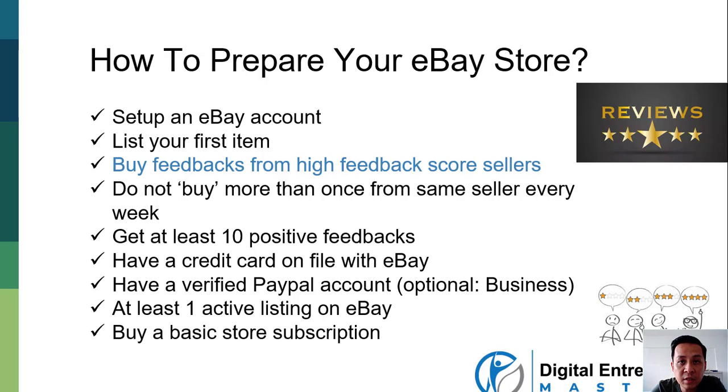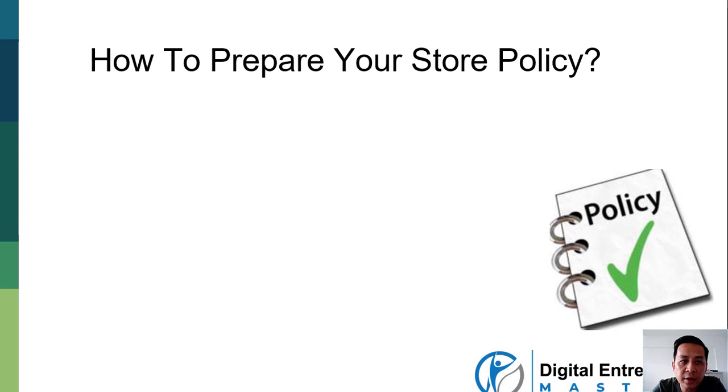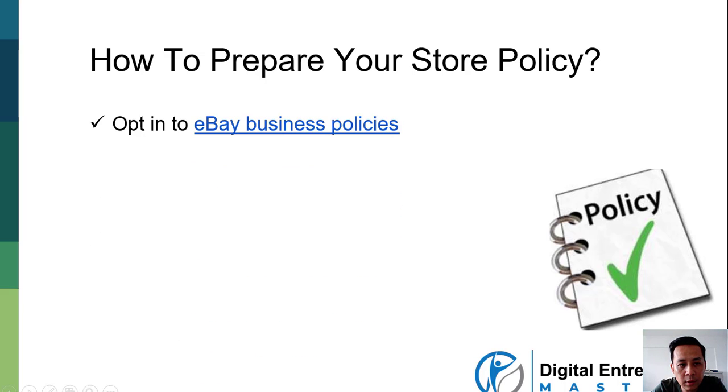Start with the basic subscription, and I'll show you the different subscription types. With a basic subscription store, you can actually list a number of items every month for free. Then I need you to prepare your store policy. After you set up your store, you can go and prepare your store policy. These are the business policies that we need to take care of. I have a link down below, and you can click on the link to subscribe to the eBay policy once your store is set up.